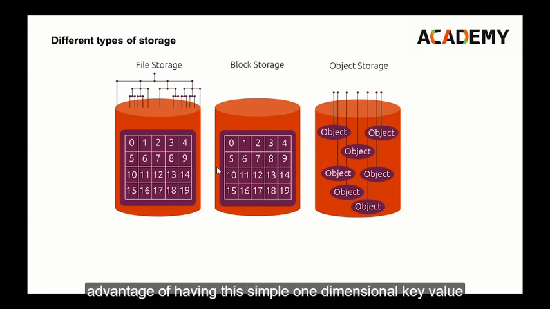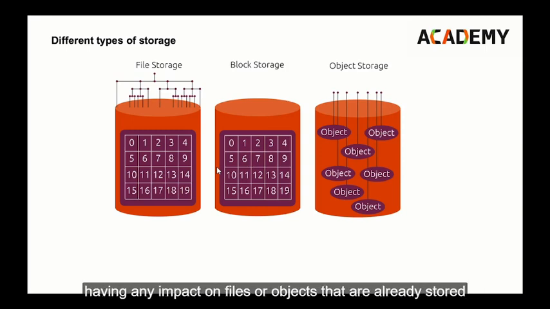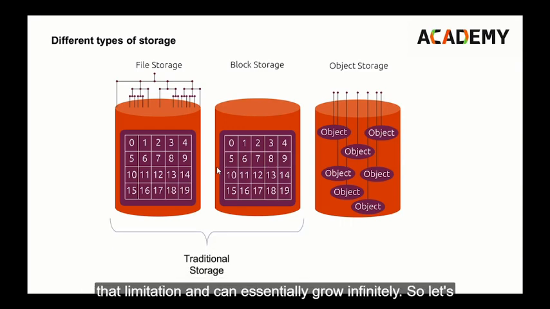A major advantage of having this simple one-dimensional key value mapping is that object storage systems can scale flexibly. You can add capacity to an object storage system very easily without having any impact on files or objects that are already stored within the system. Traditional file storage requires the maintenance of a file table that records the relationship between files and directories, and typically there's a maximum size limit on file storage systems. Object storage doesn't have that limitation and can essentially grow infinitely.